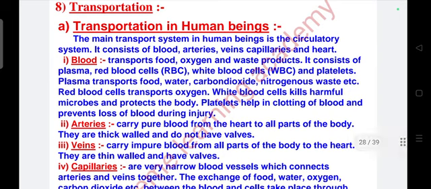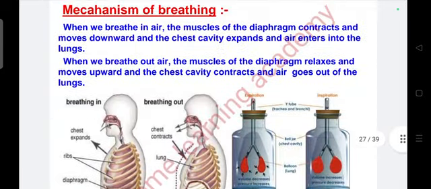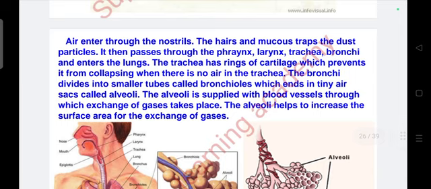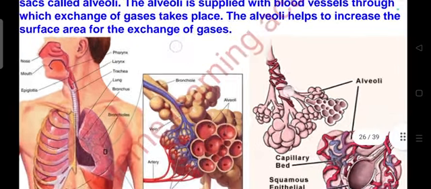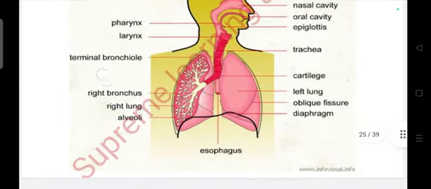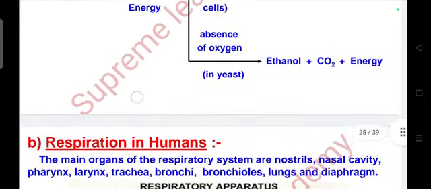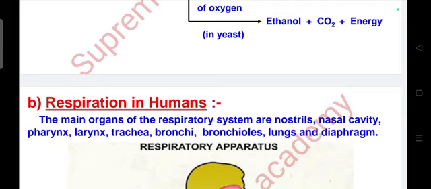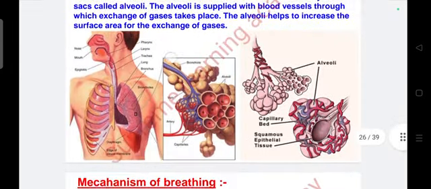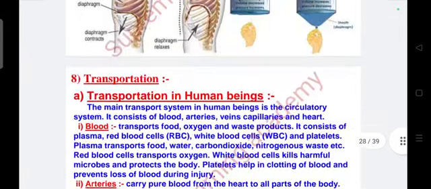So this is respiration. First nutrition is done, and respiration is also done. This will help you with your notes also. If they ask what is the work of alveoli, you have to write this: the alveoli help to increase the surface area for the exchange of gas. They will ask questions like that, so you have to read everything. They make their own questions from this theory.